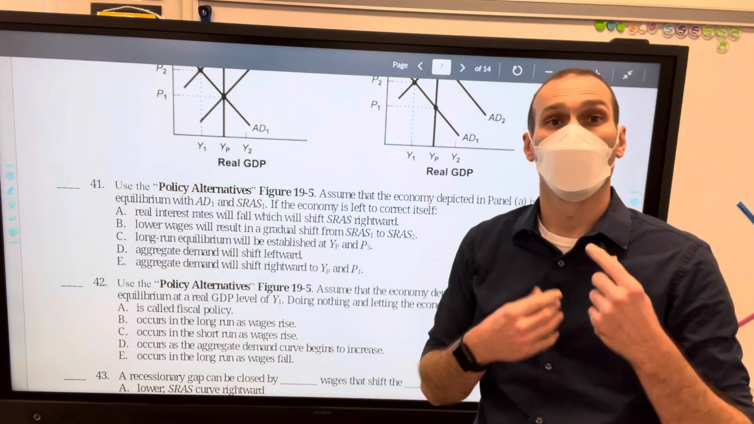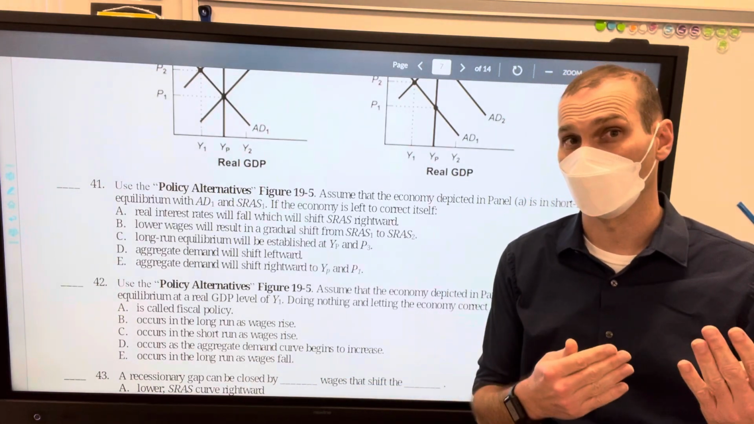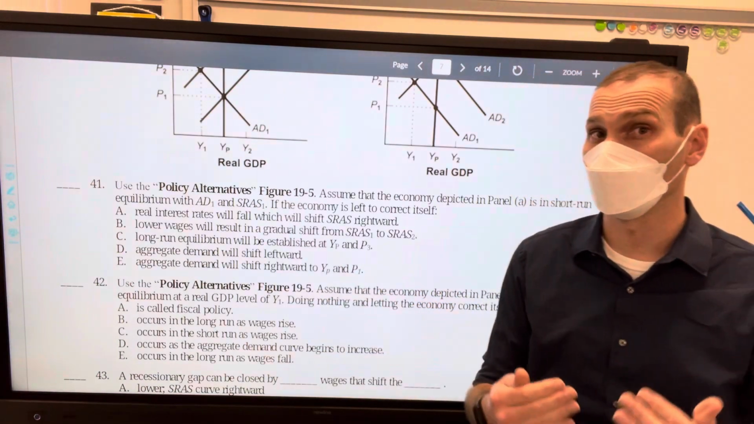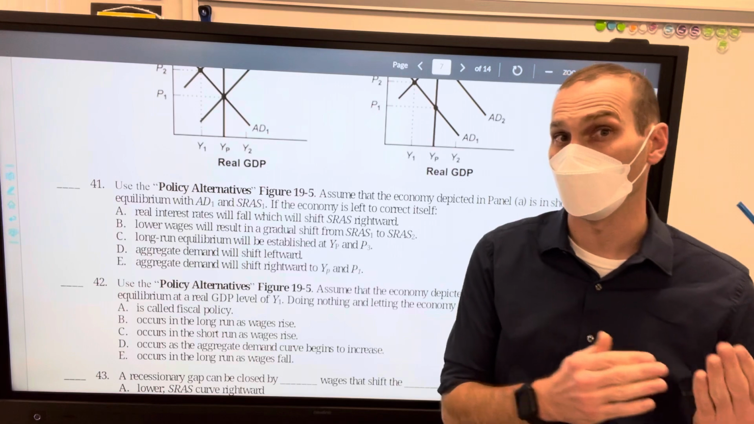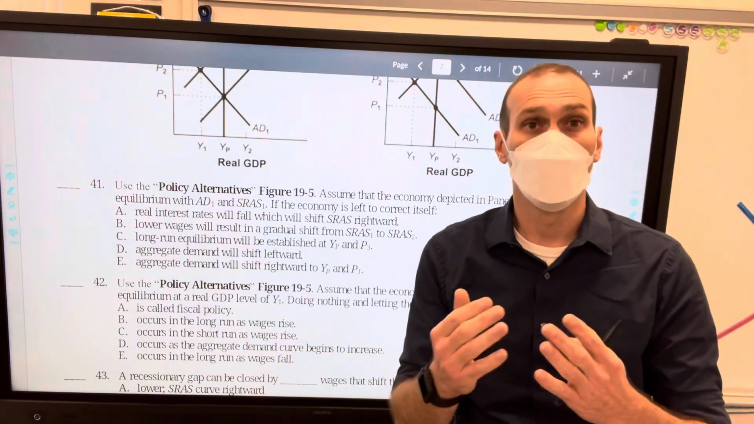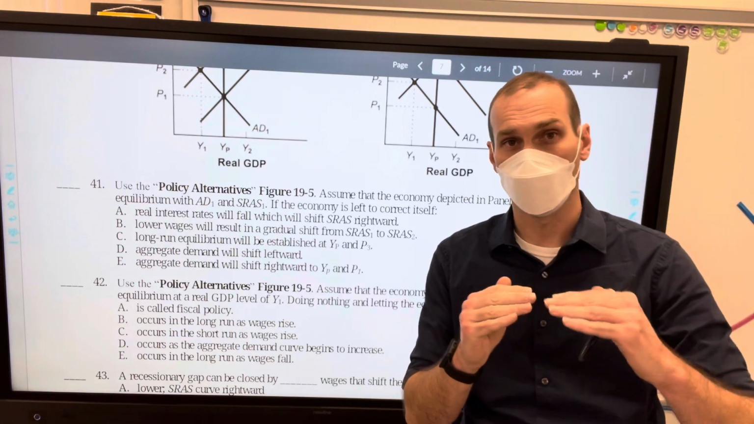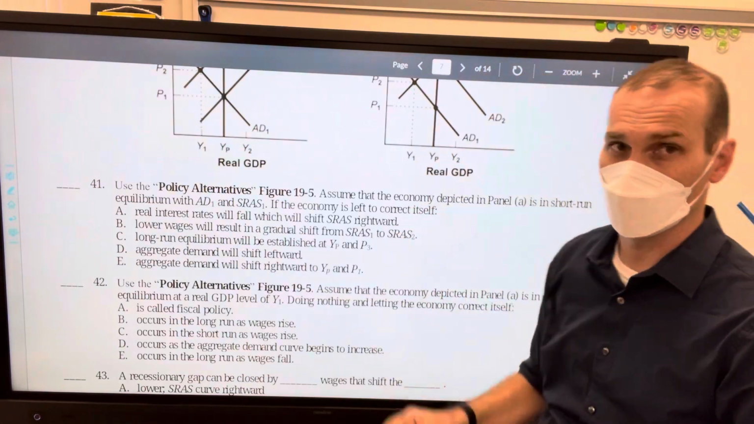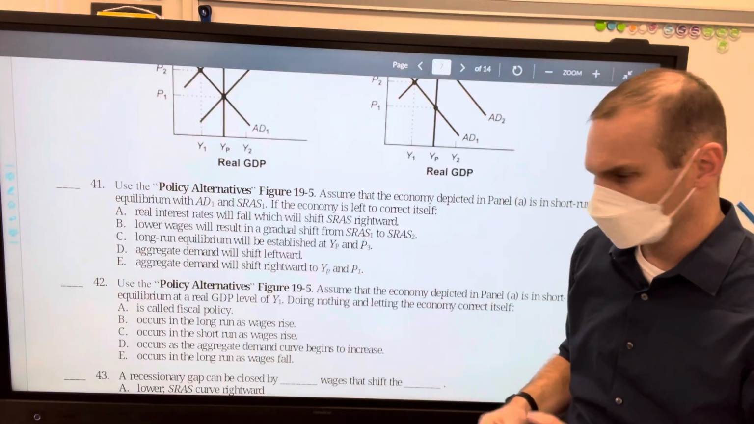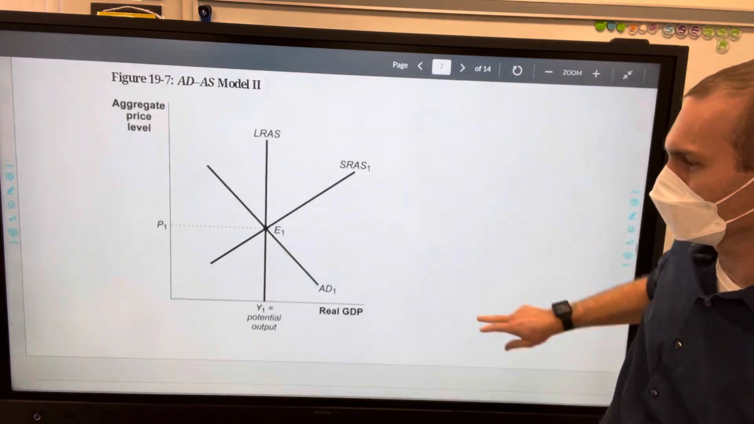So remember, wages are the self-correcting mechanism. If unemployment's too high, wages fall and aggregate supply increases. If unemployment's too low, because we're producing beyond potential output, like over here, though none of these have it, then wages will rise, firms hire fewer people, making unemployment go up until we get back to potential. So remember that aspect. All right, let's go ahead and move on to number 46.